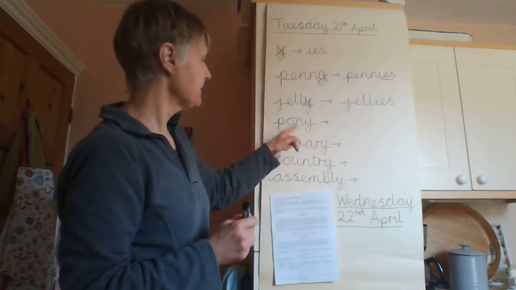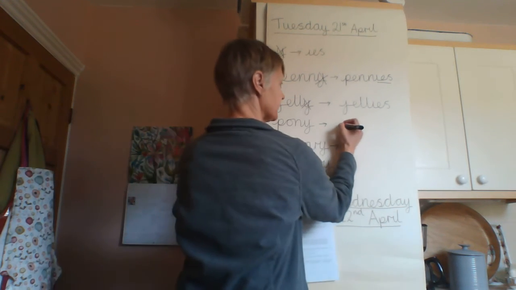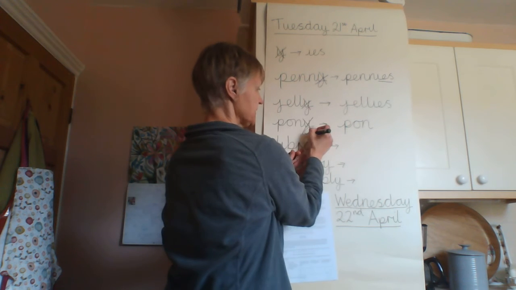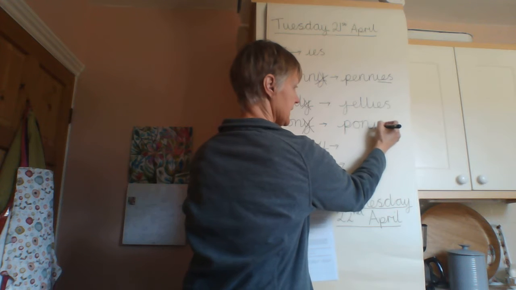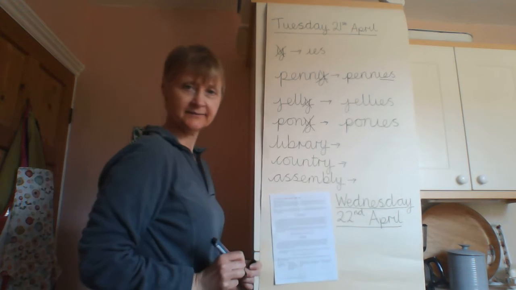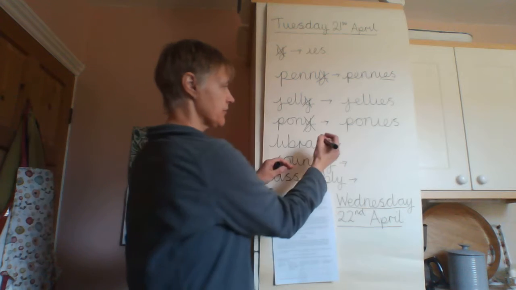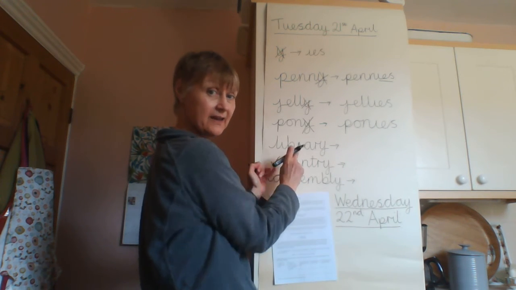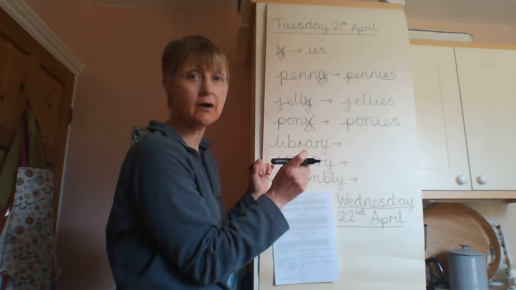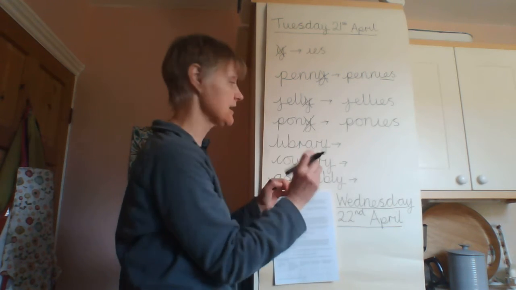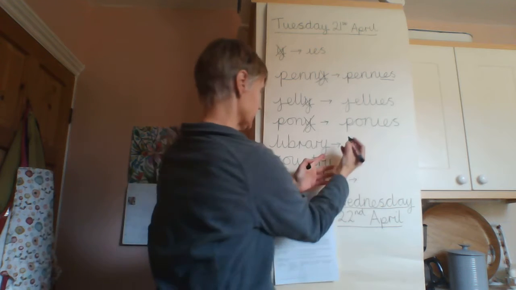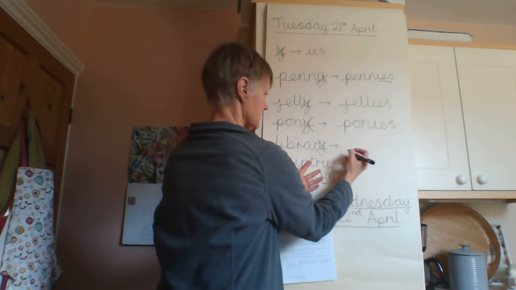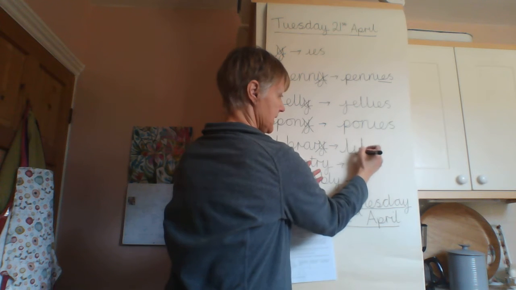So we've got pony, which should have been P-O-N, getting rid of that Y, I-E-S. Then library, making sure we've spelt it correctly because it has got that sneaky R in there, because it's library, not library. So make sure we've got that bit right as well. Then we're taking off the Y after the consonant R, and we're doing L-I-B-R-A-R-I-E-S.